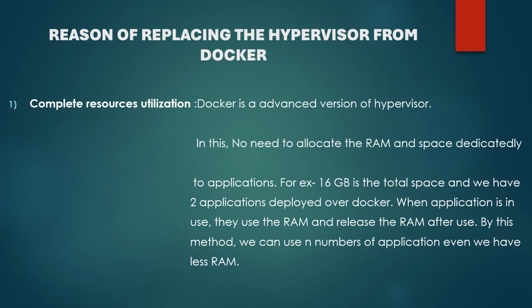Now, what are the reasons for replacing the hypervisor with Docker? There are main reasons. Number one is complete resource utilization, right? Docker allows us to use complete resource utilization, because Docker is the advanced version of hypervisor. In this, there is no need to allocate RAM and space dedicatedly to applications. For example, 16 GB is the total space we have, and two applications are deployed over Docker. When an application is in use, we use the RAM. Otherwise, it releases the RAM back. So by this method, we can run n numbers of applications when we have less RAM.